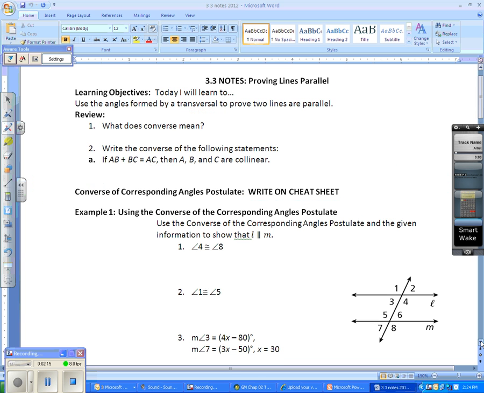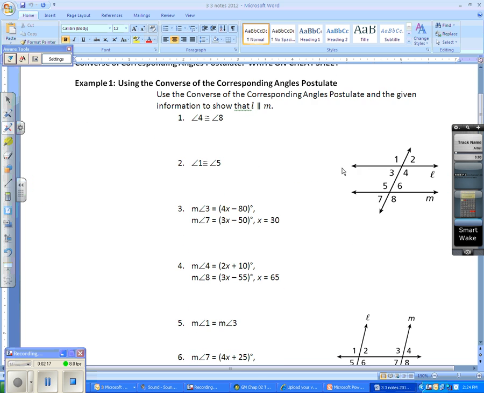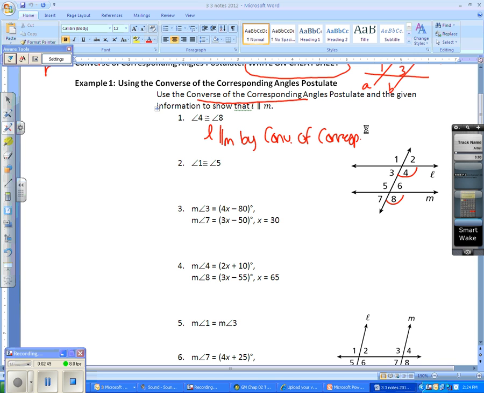So the first part of your notes, it says use the converse of corresponding angles to show that line L is parallel to line M. I know it looks like it in this picture, but you need to be able to prove it. So for example, the first one says angle 4 is congruent to angle 8. I want you to use the converse of corresponding angles. So let's look at 4 and 8. Are they congruent to each other? Are they corresponding angles? Yes. So since they are, we can say that L is parallel to M by the converse of corresponding angles. So we just proved that those lines are parallel.